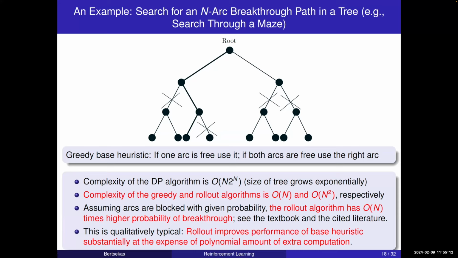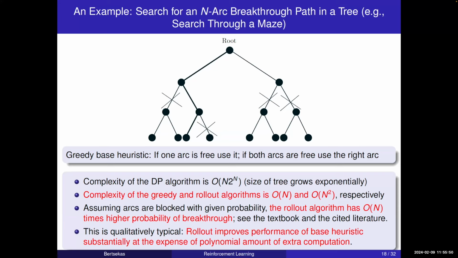Well, rollout is not going to look at all possible paths. And so it might be the case that in an arbitrary instance of this, there is exactly one breakthrough path. And because rollout is dependent on this heuristic, the heuristic might lead it astray early on. And so it may never see this path. But in the special case where we're generating this random tree, you can show that the probability that rollout actually finds a breakthrough path is much larger than the base heuristic.